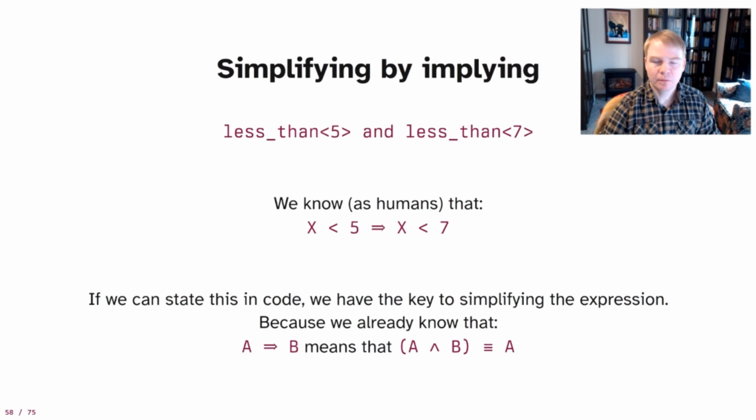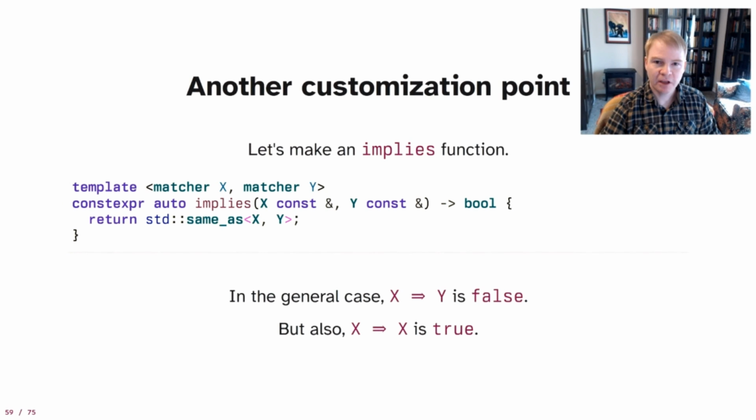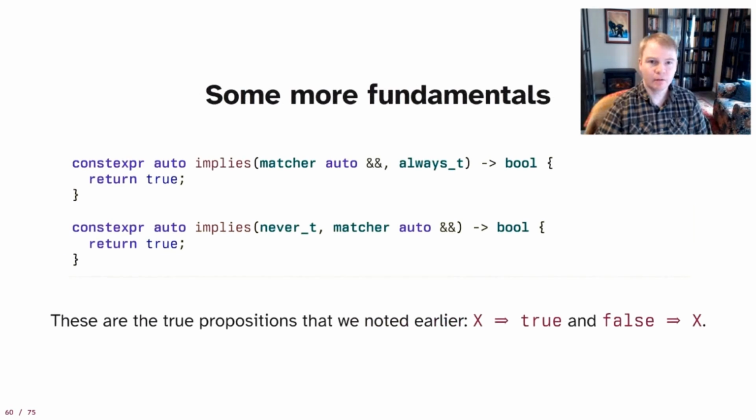Here's one of my original problems. Why does this simplify to just less than 5? Because if x is less than 5, it is less than 7. In other words, less than 5 implies less than 7 is a true proposition. And if we can express that to the library, it will be able to simplify. Okay, I thought, let's make a customization point for implies. The default is that a matcher implies itself. It doesn't imply a matcher of a different type. And once more, this is just a one-liner. This code is saying that x implies x is a true proposition.